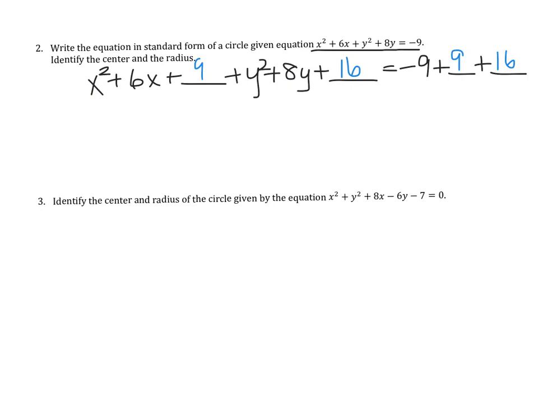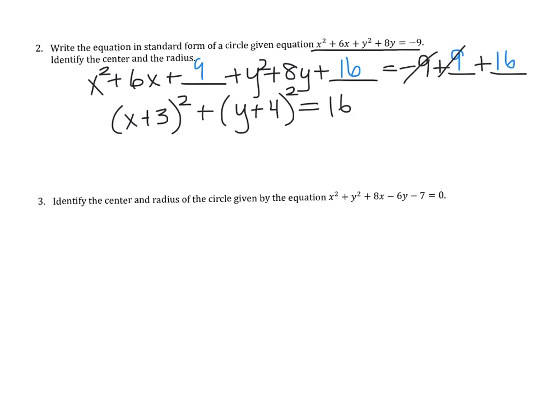So then you factor, and we have x plus 3 squared plus y plus 4 squared equals, well, the 9 and negative 9 is 0, so you're left with 16 on the right-hand side. And so the center of the circle is negative 3, negative 4.